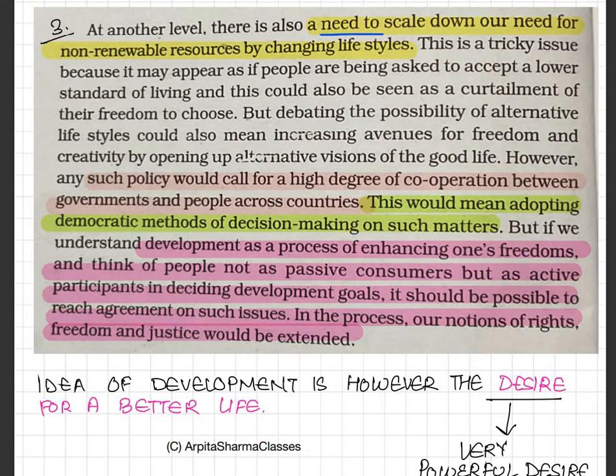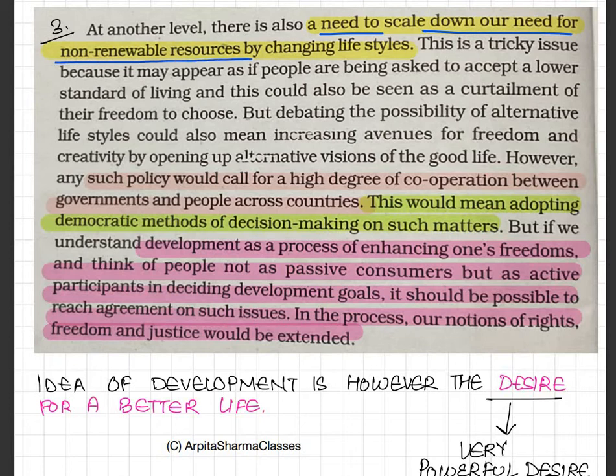And there is a need to scale down our need for non-renewable resources by changing your lifestyle. Yes, it is tricky. It cannot be very easily acceptable, but it would mean that you will have to make sure that a debate is conducted wherein everybody in the society should participate, and then together you should decide what kind of lifestyle changes you can bring, or you can inculcate in your life, so that development can be ensured. For example, do not throw anything on the road, right?